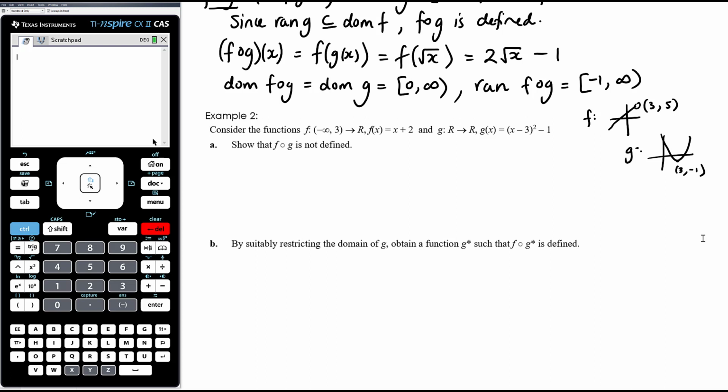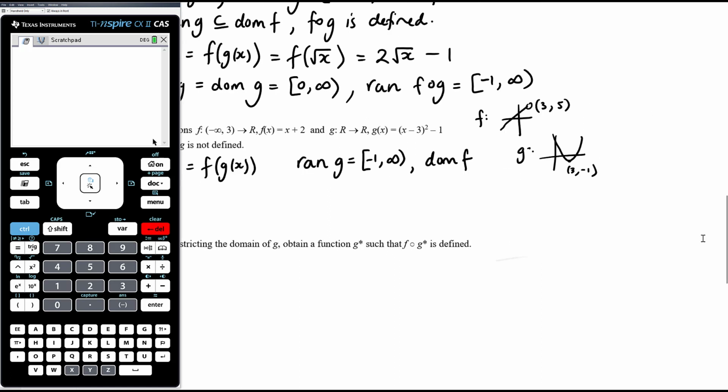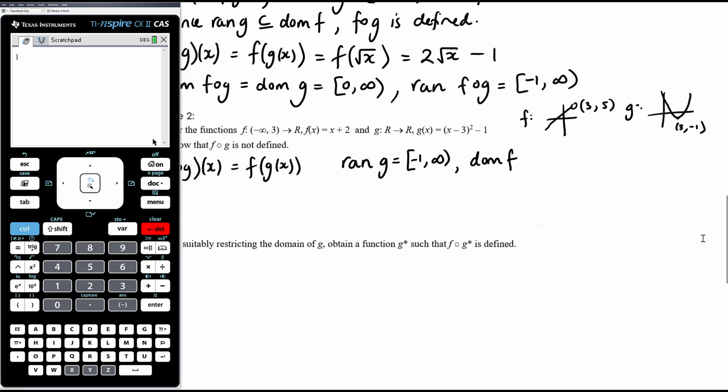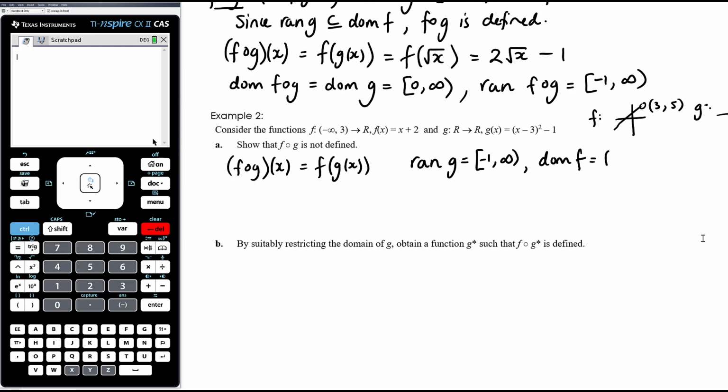So f of g of x is f of g of x. We're interested in the range of g and the domain of f. So the range of g, we know, is from negative 1 to infinity, looking at our graph. And the domain of f is also restricted, we're actually given the restricted domain. Domain of f is from negative infinity up to 3, not including 3.